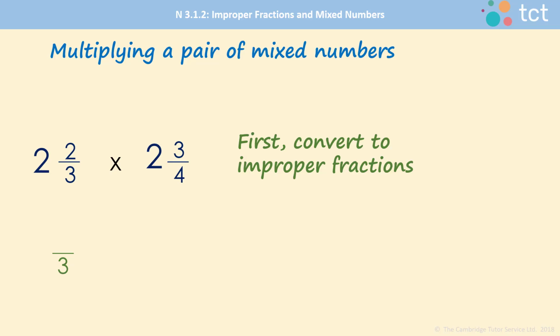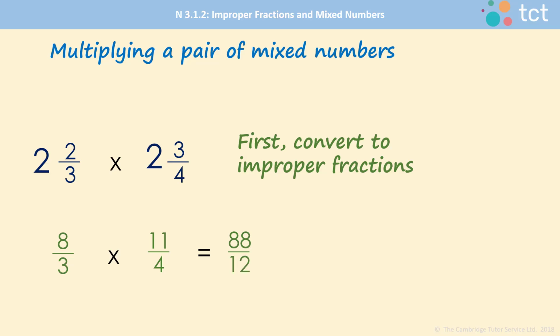How many thirds in 2 2/3? 2 times 3 is 6. Add 2, that's 8 thirds. And we're going to multiply that by 2 3/4. How many quarters in 2 3/4? 2 times 4 is 8. Add 3, that's 11 quarters. Now we go ahead and multiply them. 8 times 11 is 88. 3 times 4 is 12.